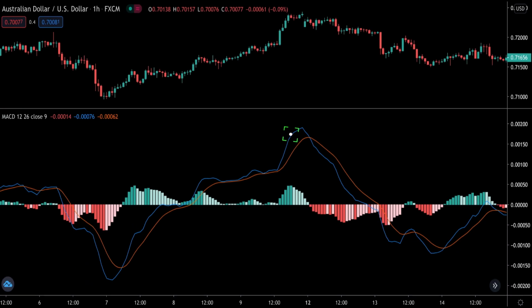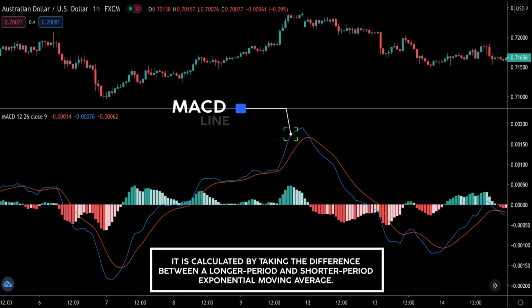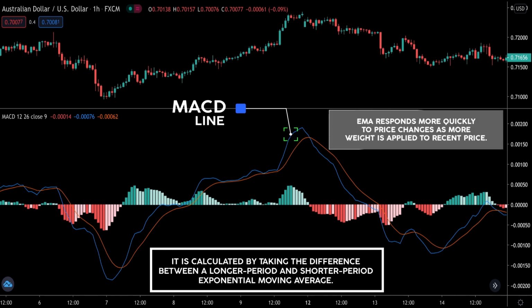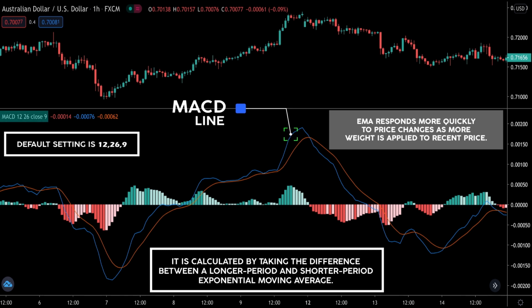Let me explain how the MACD line works. It is calculated by taking the difference between a longer period and shorter period exponential moving average. The exponential moving average is used because it responds more quickly to price changes as more weight is applied to the recent price. I've previously done a video on moving averages, and if you want to learn more about that, I will link to this video on the top right. You can use any length of period for the exponential moving averages, although the default setting is the 12, 26, and 9 period exponential moving averages.